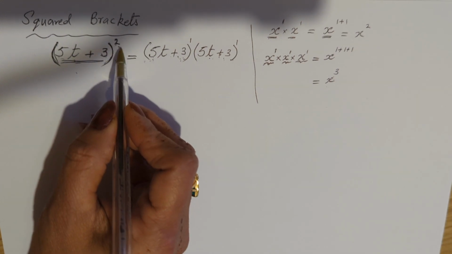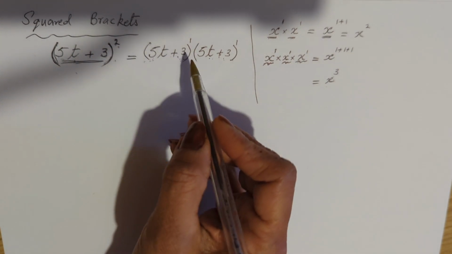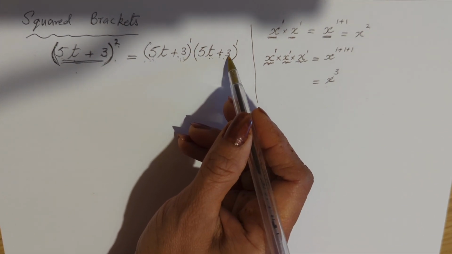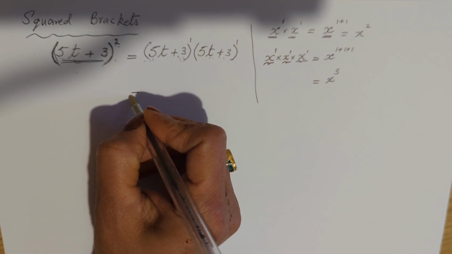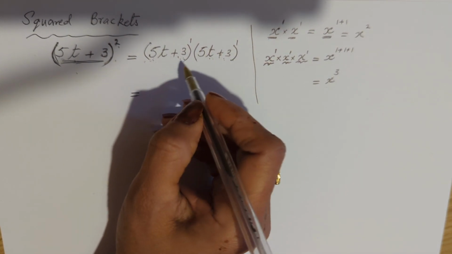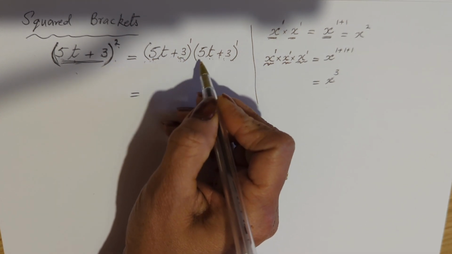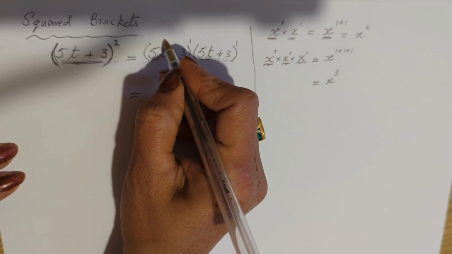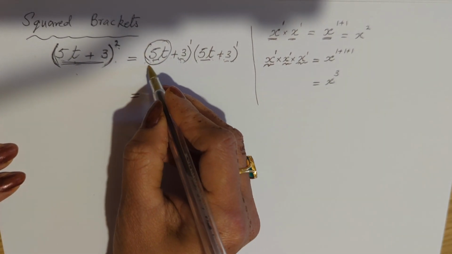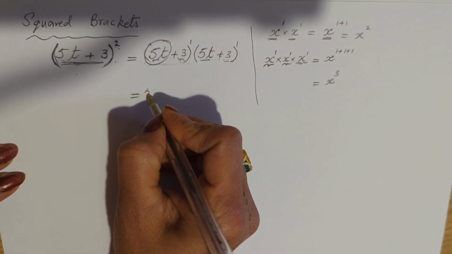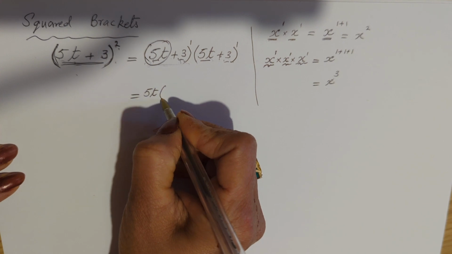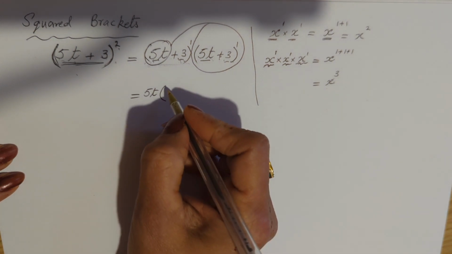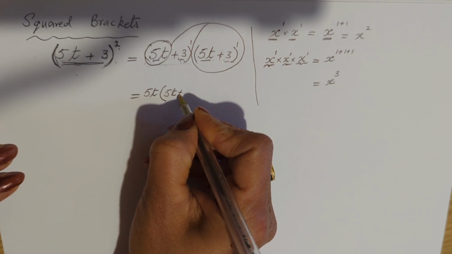5t plus 3 whole square means I can write or split it into 5t plus 3 whole power 1 multiplied by 5t plus 3 whole power 1. How can we simplify it? How can we multiply it? Because we have 1 and 2 terms and 1 and 2 terms. The process of multiplying this is that you will take the first term of the first bracket, which is 5t here, and we will multiply this by the whole of this, right? So I will write 5t plus 3.